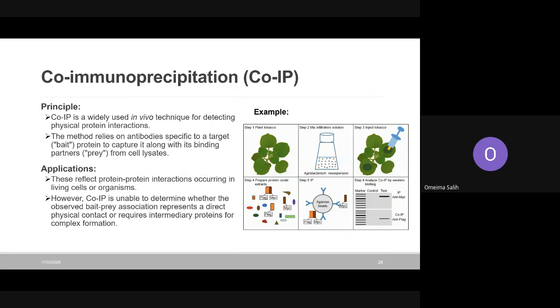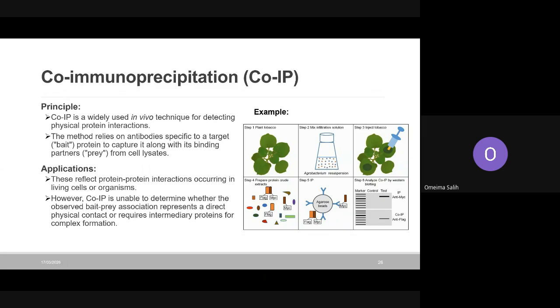So this reflects protein-protein interaction occurring in living cells or organisms. However, co-precipitation is unable to determine whether bait and prey association represents a direct physical contact or requires an intermediary protein for complex formation. So it shows there is an interaction, but there could be an intermediary cofactor, like a metal, like another protein.